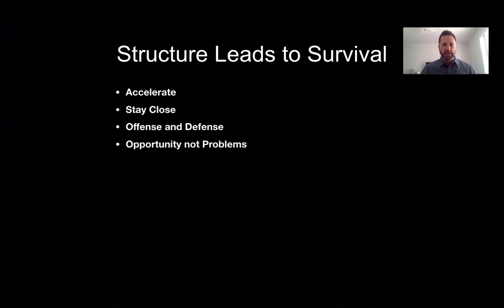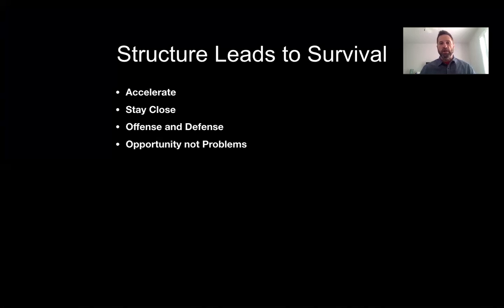So the first thing that we have to look at when we are talking about structure is acceleration. We have to accelerate, and how we accelerate is all about pace. Accelerate through issues and problems. That's what structure allows you to do. It allows you to pace yourself through the things that are going to create problems for you and opportunities for you to lead through.